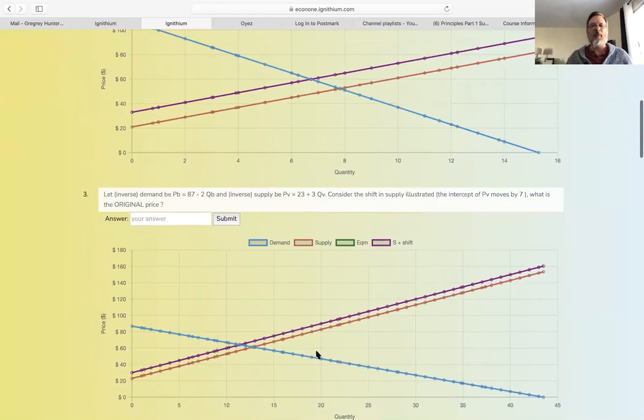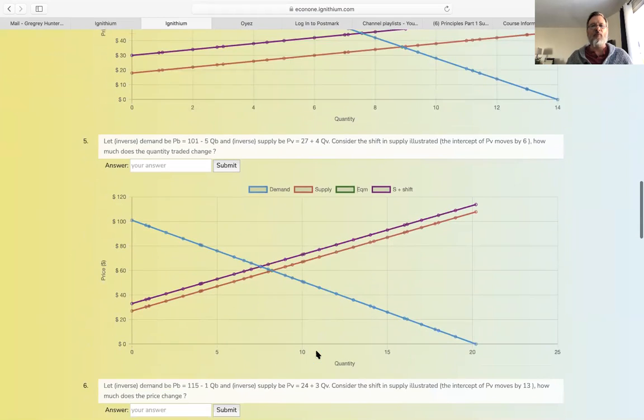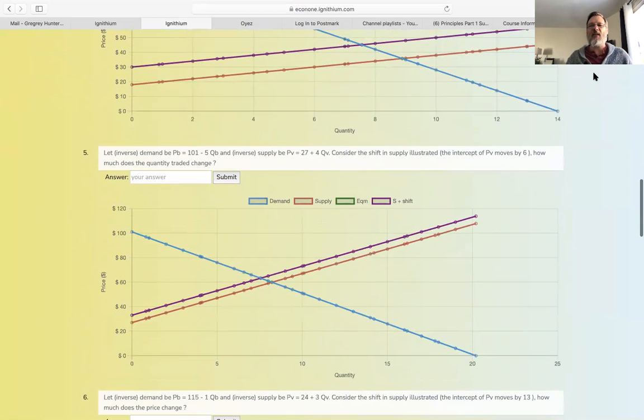I think it was number 5. It was asking me about the change of quantity traded. Okay. Yeah, and I think we kind of talked about this, but go ahead and tell me. So we have the supply shift that's illustrated. I know how to find the change, but I think I got the wrong answer because I put a negative in front of my answer. When we do problems that ask us to find the price or quantity traded change, I think it says that the change is always positive. Is that correct?